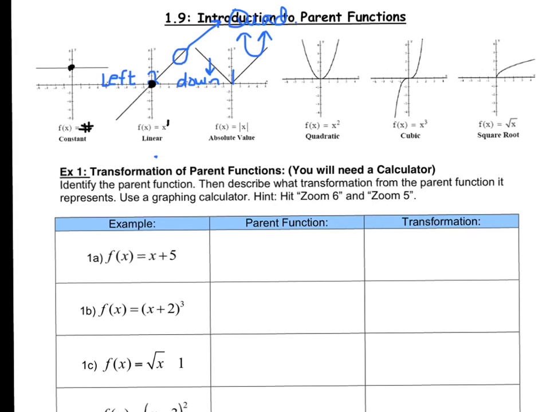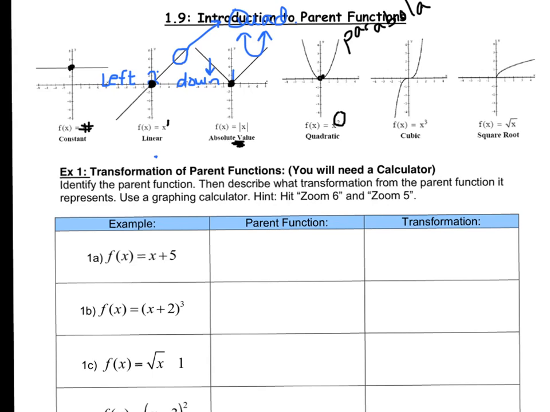The next parent function is absolute value. Absolute value looks like a V. The vertex right there is at the origin, 0, 0, and around the x are absolute value bars. That's why it's called absolute value. Moving on to quadratic. You'll notice we have f of x equals x to the second. That little tiny 2 right there means that it's quadratic, and we're always going to have this U-shaped parabola. Parabola is the fancy name for it.